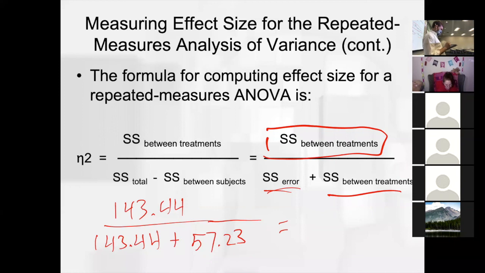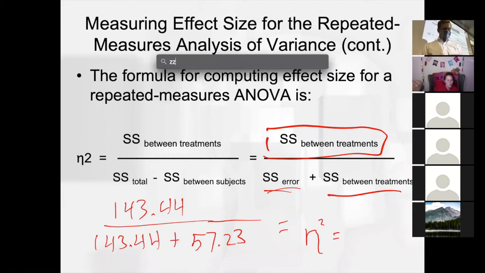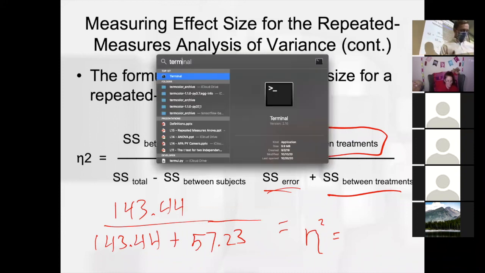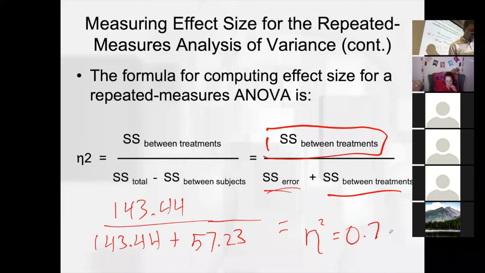Somebody quickly do that math for me. I'm not that good. All right, I'll do it. Perfect. 0.73. So that gives us our eta squared. That is a big eta squared, so that is a big effect.